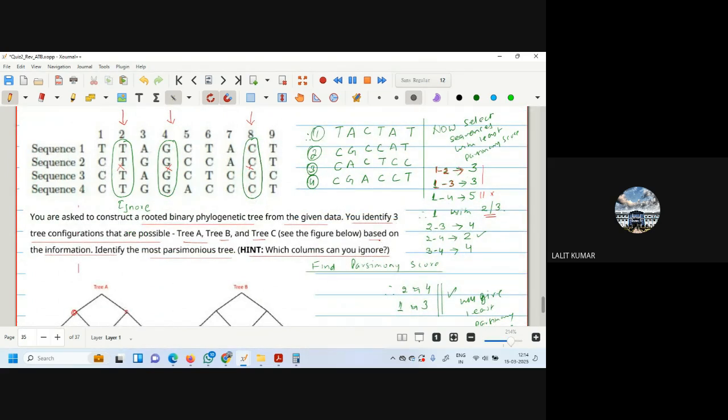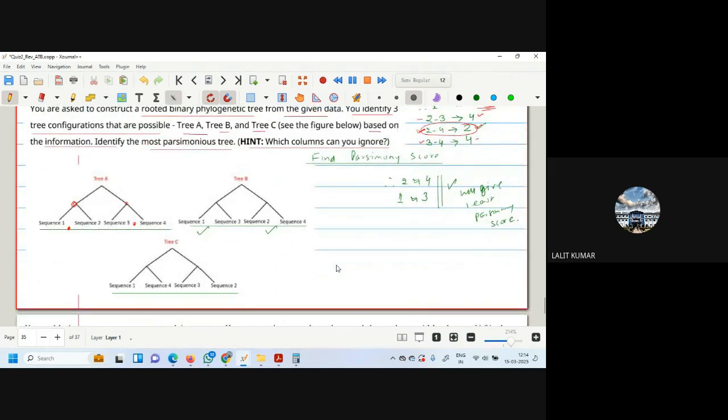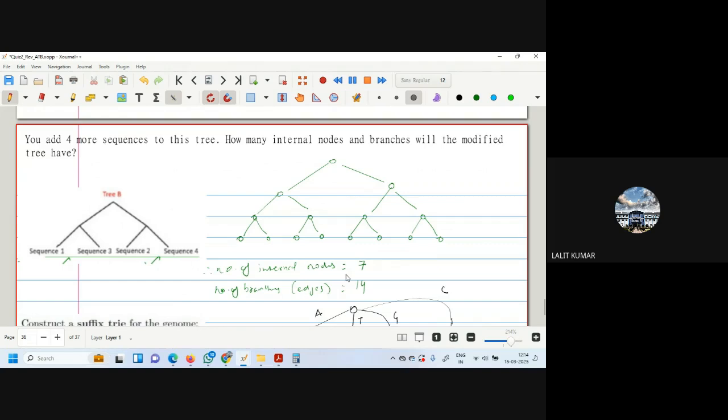Similarly, we check for 2. 2 to 3 is 4. 2 to 4 is 2. 3 to 4 is 4. So we have found that best is 2 to 4. And best is 2 to 4 means remaining is 1 to 3. So we check here in the diagram. We have selected 2 to 4 as the best. Then 1 to 3, 1 to 3. So this is the tree which is the best tree. Is this concept understood? Yes. Okay, very nice.